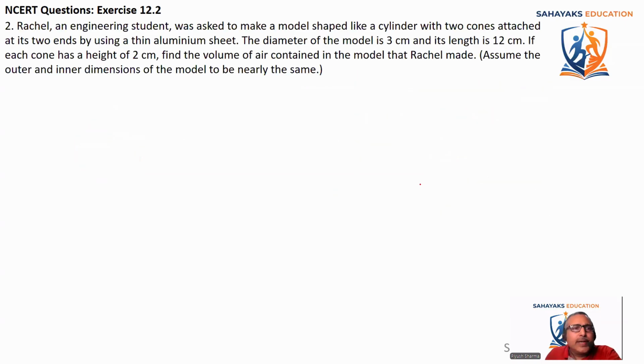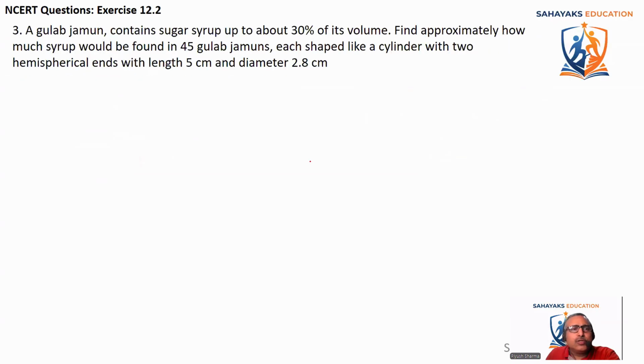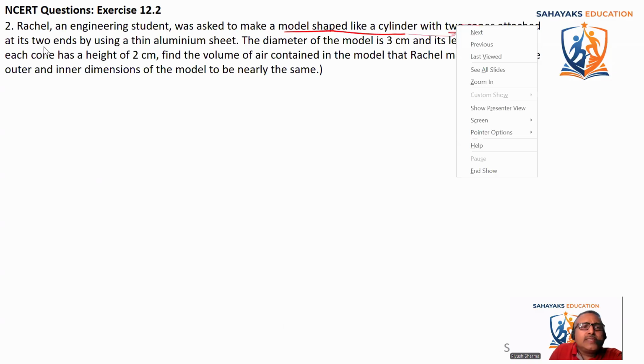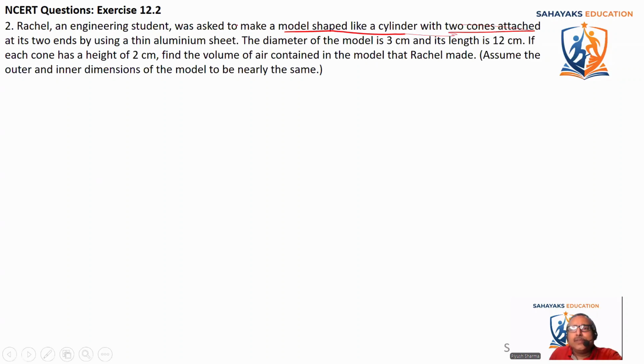Next. Okay. So Rachel, an engineering student, was asked to make a model shaped like a cylinder with two cones attached to its two ends by using a thin aluminum sheet. The figure is not given. Okay, so there are two cones attached on both the sides.